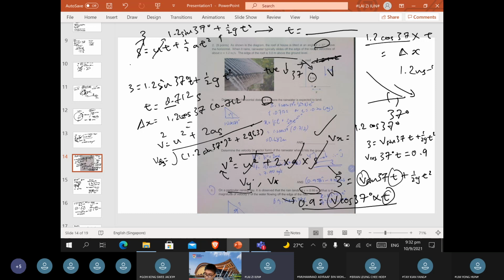For J, they ask us to find the vector just before it hits the ground, right? When it hits the ground, so it's definitely going to be vf. Just before it hits the ground, so it's the initial velocity in the y direction after it's pulled by gravity.